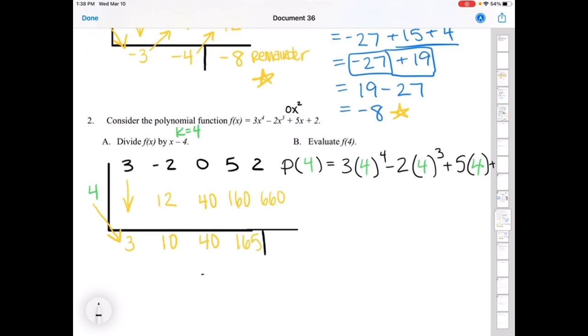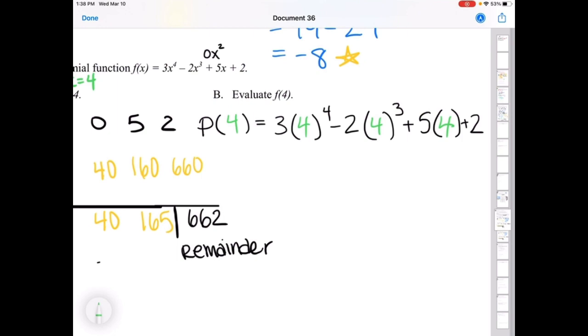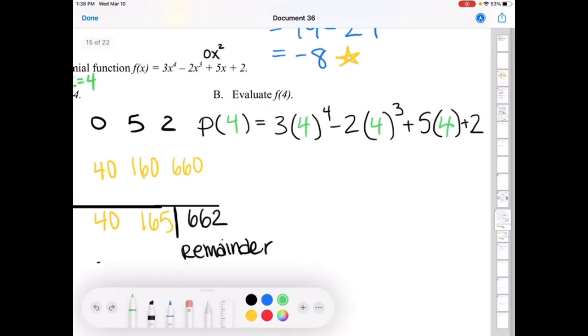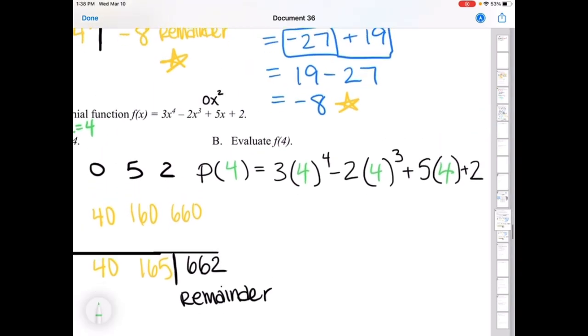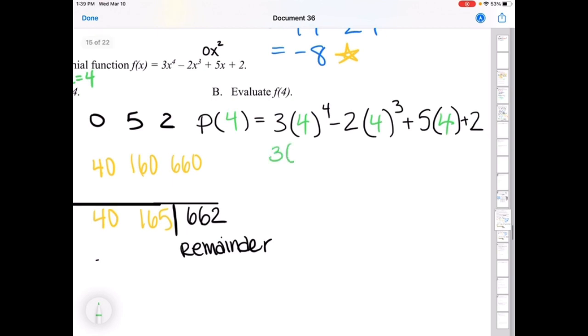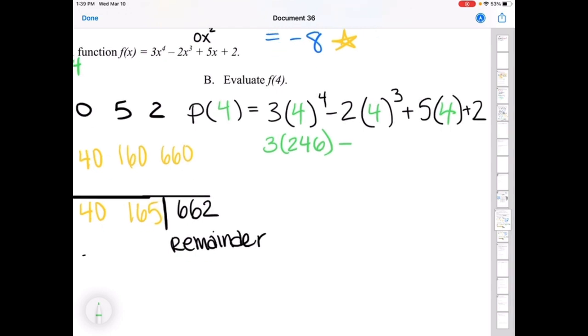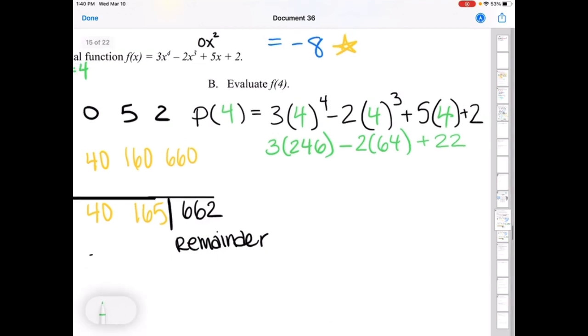And then I get 660 plus 2 is 662. Well, when x is equal to 4, they asked me to evaluate when x is equal to 4. I know 4 to the 4th power is 246, so 3 times 246. 4 to the 3rd is 64, so I get 2 times 64. 5 times 4 is 20, and then I have to add another 2, so I'm just going to make that into a plus 22. 3 times 246 is 768.